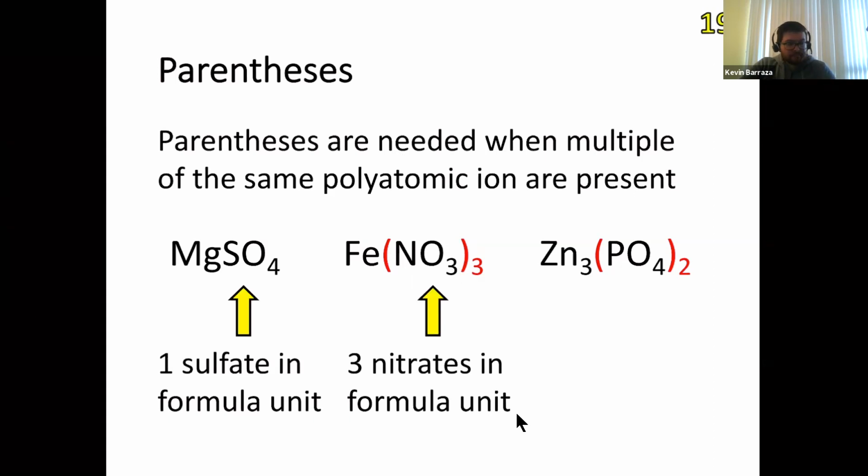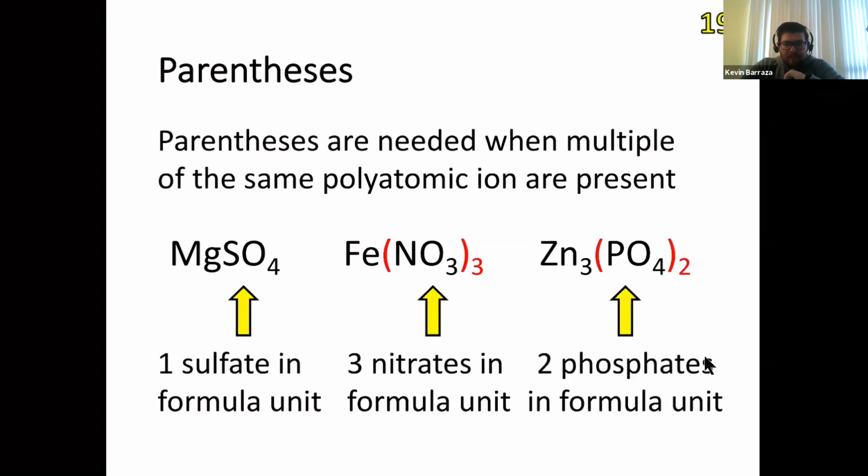And then the same thing, I have this formula, zinc phosphate. I need 2 phosphates, so I'm putting parentheses around them. So this is how we do the formulas with polyatomic ions. We want to think of them as a cluster or as a group, and then we're good. And so this means there are 2 phosphates in that formula.